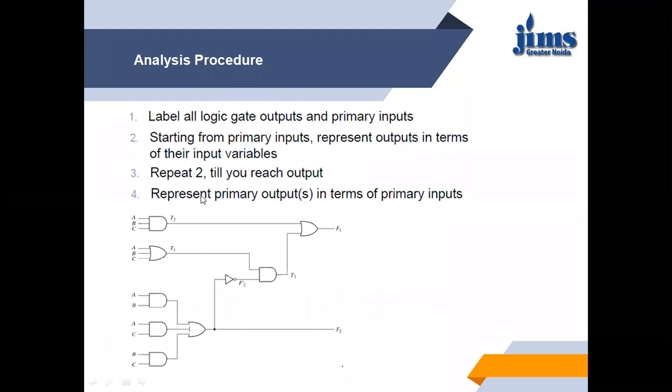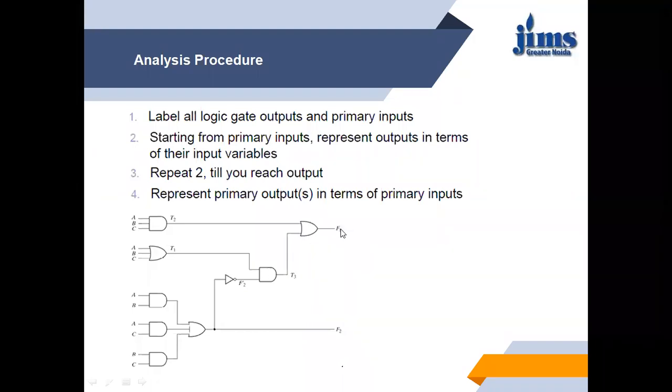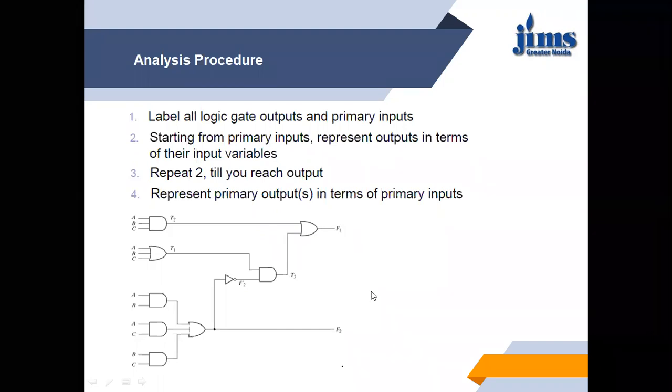So what we have done, we are given a primary input A, B, C. Then the outputs of the gates we have named: this one T2, this output we have defined T1, here is the output F2. The output of the NOT gate will be F2 dash. This is your T3, and we have output F1. So what we have to do, we have to find out the values of F1 and F2. These are the final outputs of the combinational circuit in terms of the primary inputs A, B, C. So this is the analysis process.